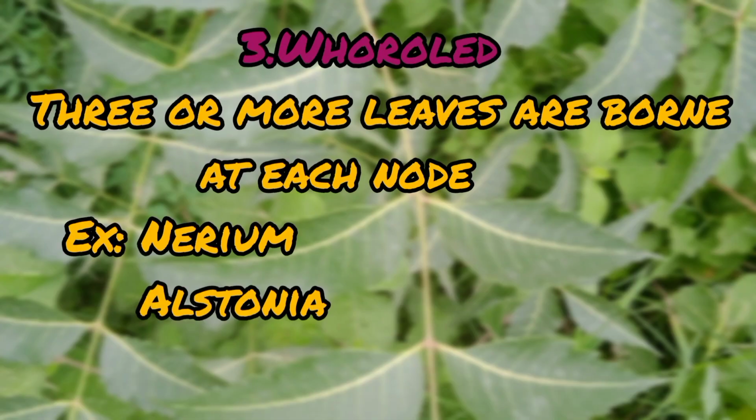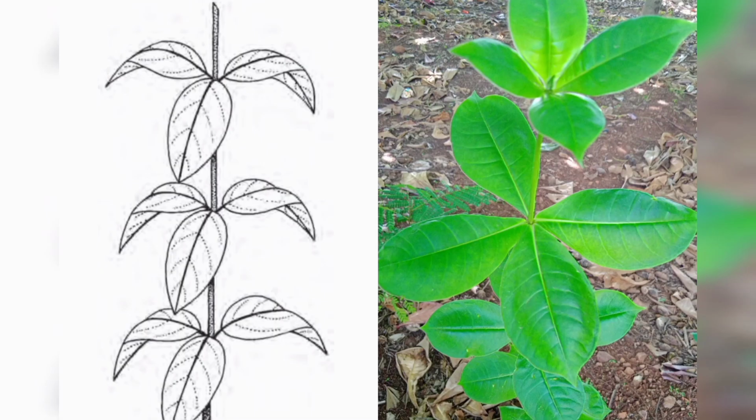Another type of phyllotaxy is whorled, in which three or more leaves are borne at each node. Examples for this whorled phyllotaxy are Nerium and Alstonia. In this image, we can see how leaves are arranged in whorled phyllotaxy. In each node, three or more leaves are arranged.